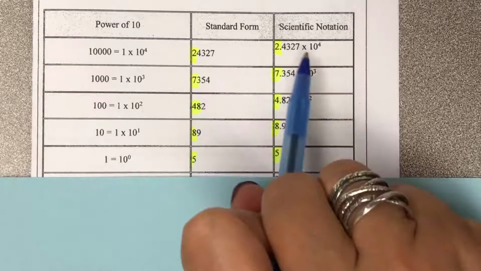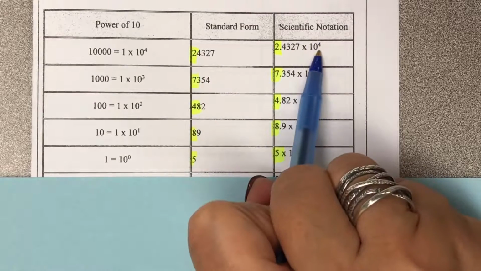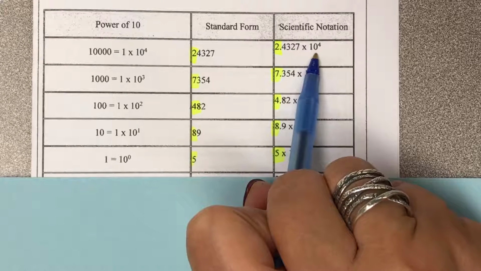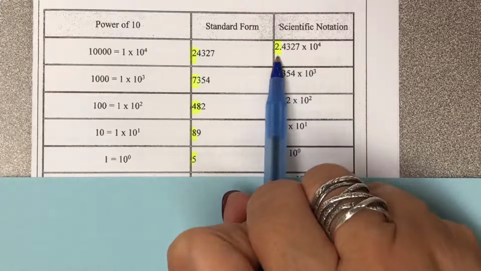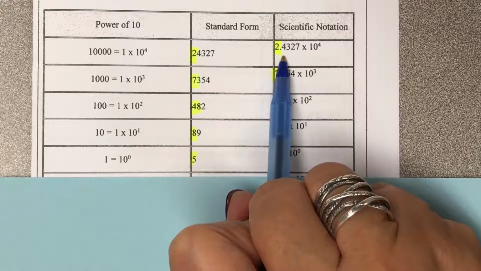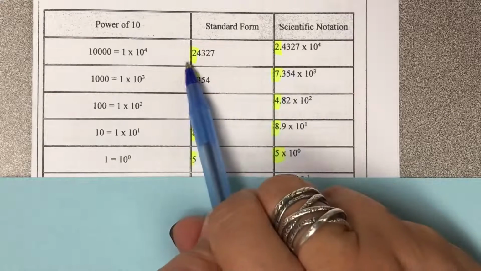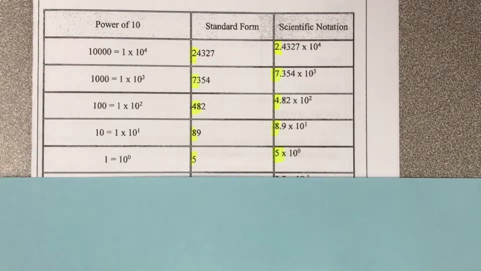Here we have 10,000 because 10 times 10 times 10 multiplied by itself 4 times is 10,000, times 2 is 20,000, so it's going to be 24,327, which is the original number.